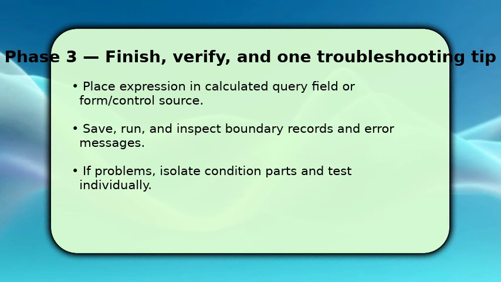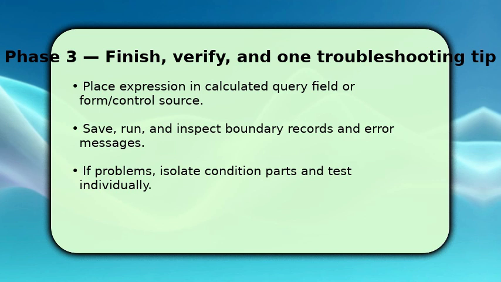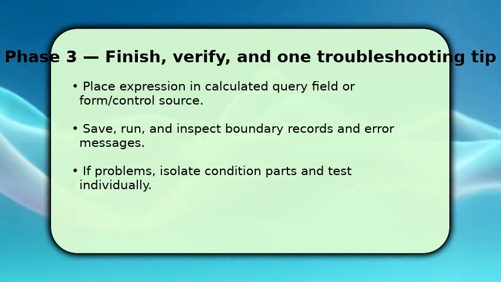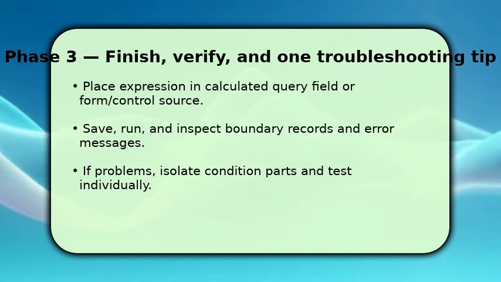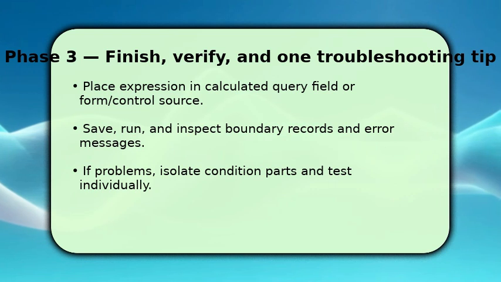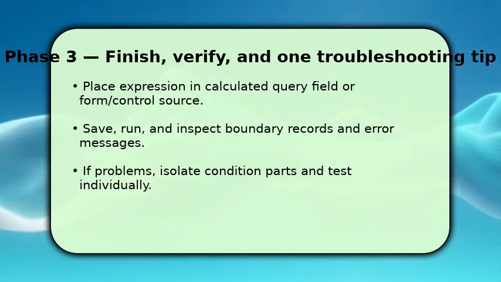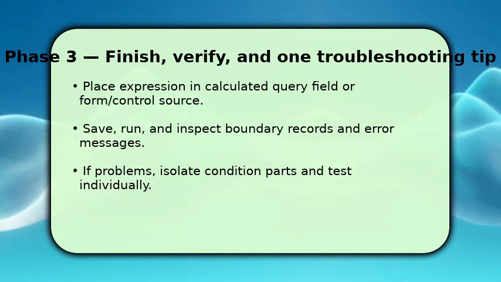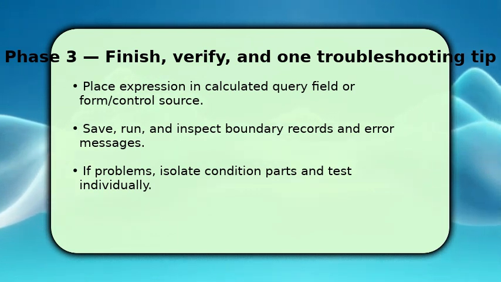Save and run the object, then inspect boundary records and any error values. If you see a hash error or wrong results, break the expression into smaller parts and test each piece. Evaluate conditions separately, then combine. Make sure data types match expected outputs, and if needed, move complex logic into a VBA function for clarity and reuse. One tip: check for nulls first to avoid cascading failures.